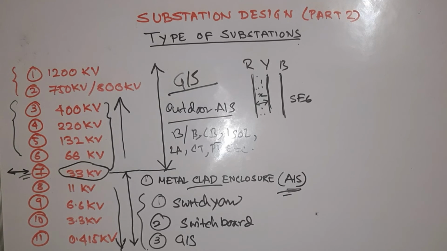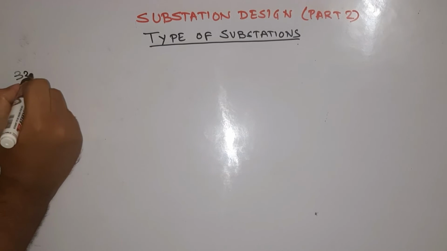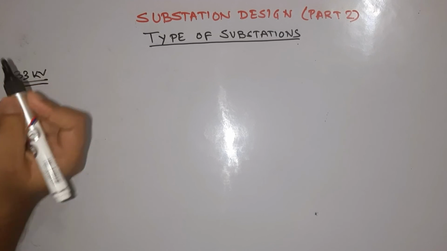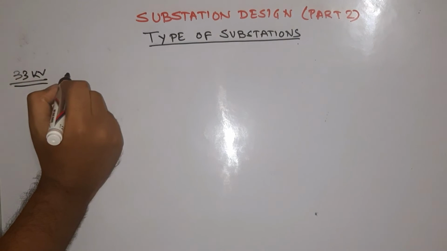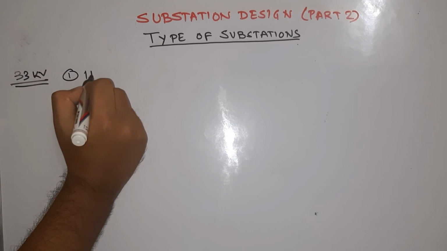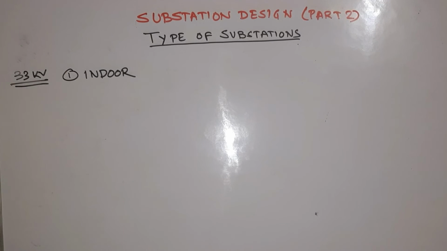So now we have understood how the switchgear components are selected as per voltage level. Now we will see how the substations are classified. Up to 33 kV level, if all the switchboards are installed indoor, in a house, then it will be an indoor substation. We are considering that there is no GIS component, no gas insulated switchboard. So that will be an indoor substation.